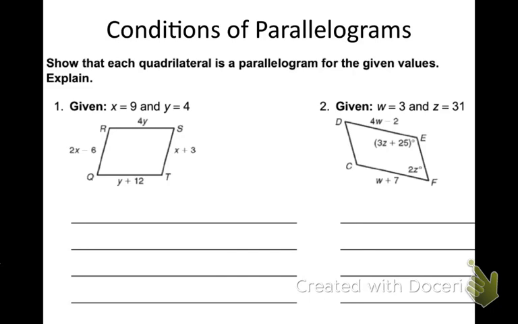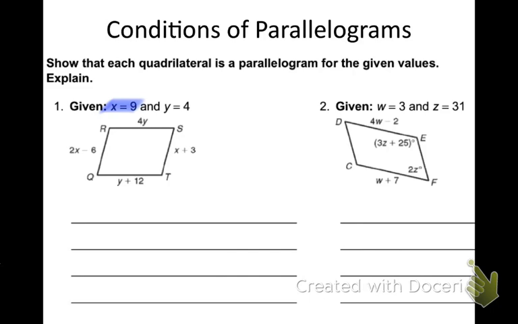When it gives me those values, what do I want to do with those values, Ryan? Number one, it gives me x equals 9 and y equals 4. What do I want to do with those two values? I plug them in. Anytime it asks me to show and it gives me some values, always plug those values in. Which one do you want to start with plugging in, Bryce? Let's plug in x equals 9.